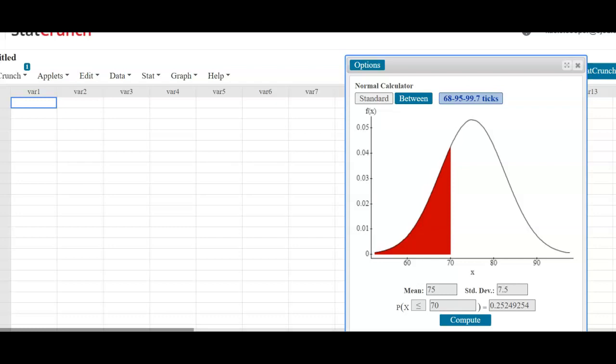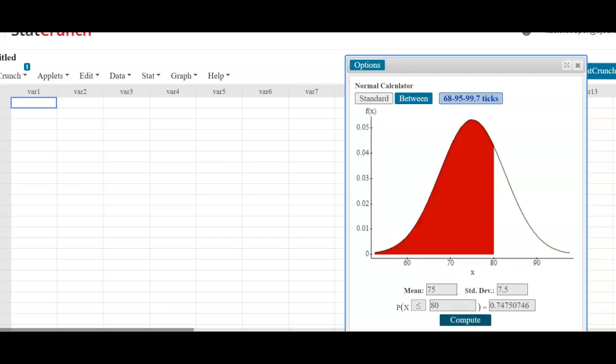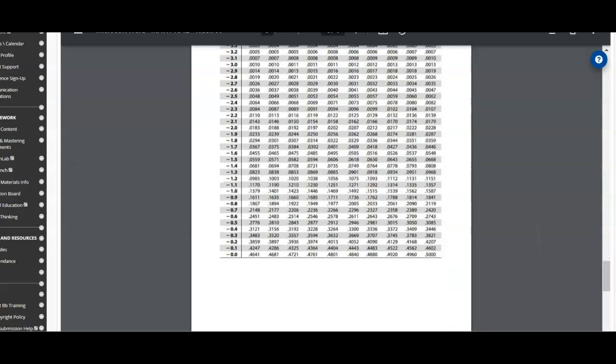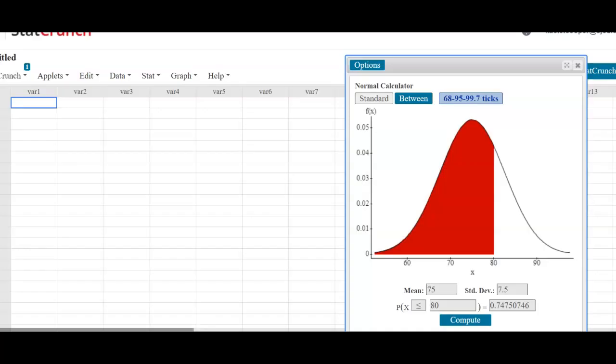Now, this is one thing I want to show you though. If you go in here and just replace this with 80, you don't get the same answer that we just got. Well, notice that's because here is a less than, and look at your shading. It also, if you go to the table and go to a positive 0.67, so z of positive 0.6 all the way over to 7, you get 7486, or the more exact answer, 7475.